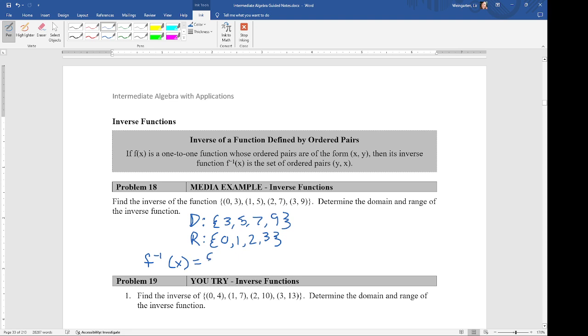We're going to write this in set notation. So we're going to use curly brackets, and we're just going to flip-flop each one of these points. Seven, 2, and 9, 3. So when you are looking at a set of points and trying to determine their inverse, you just flip-flop those points around.